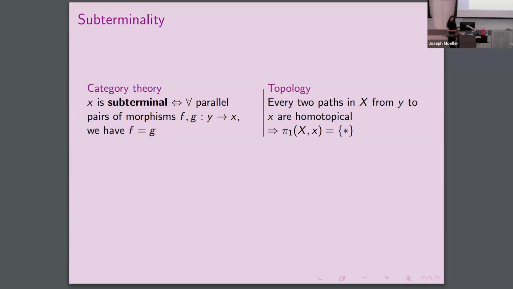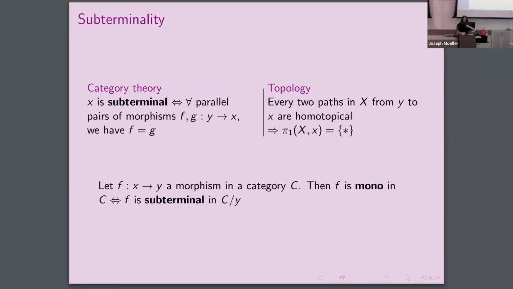And we can do something similar for subterminality as well. You could say that an object is subterminal if and only if for every pair of parallel morphisms, in the sense that they have the same source and target, they're equal. So this is an analog to what happens when every two paths in a topological space are homotopic, which implies that the pi 1 is trivial in particular. Again, because a morphism is mono if and only if it is subterminal in the slice, you can say that this analogy specializes to one between monomorphisms and spaces with pi 1 trivial.